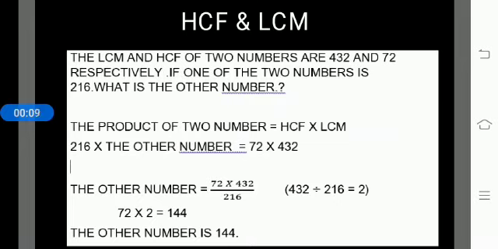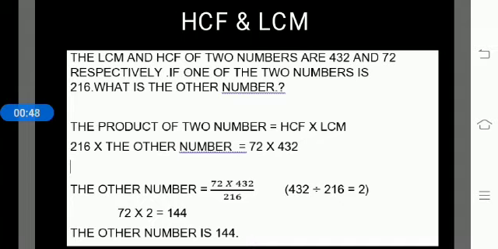The sixth sum. The LCM and HCF of two numbers are 432 and 72. If one of the numbers is 216, what is the other number? From the question, we get to know that LCM is 432 and HCF is 72, and one of the numbers is 216. To find the other number, we will use the formula, that is, the product of two numbers is equal to the product of HCF and LCM.